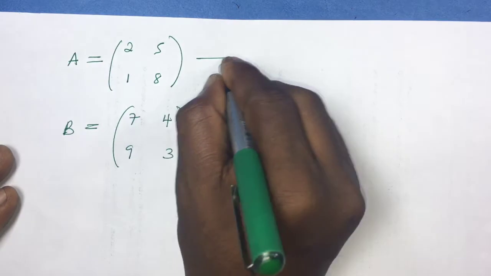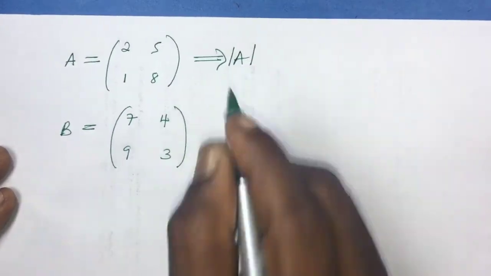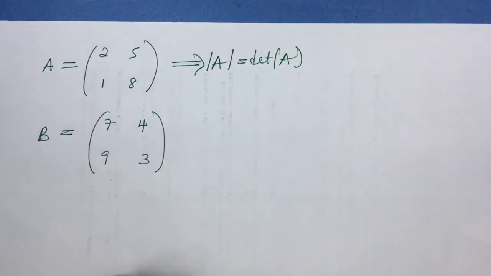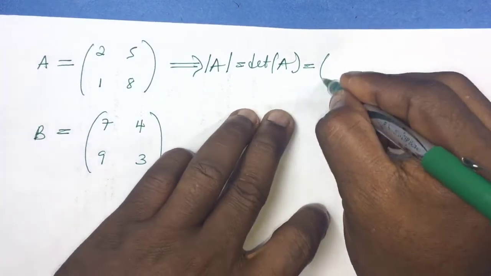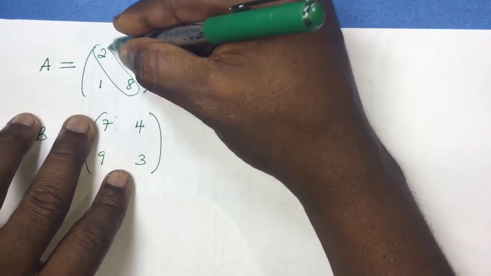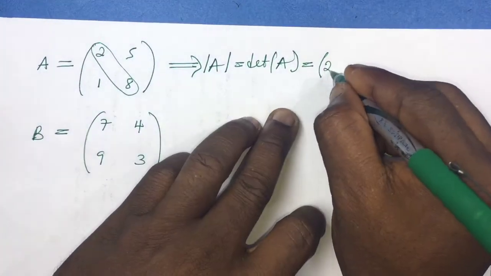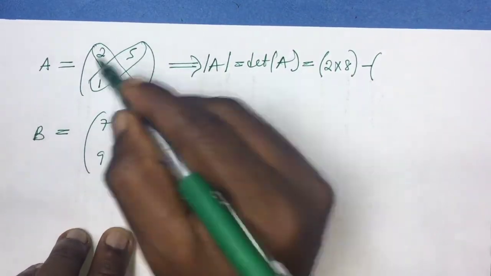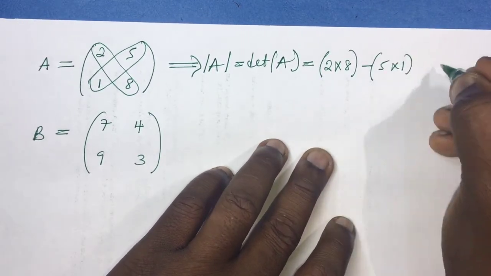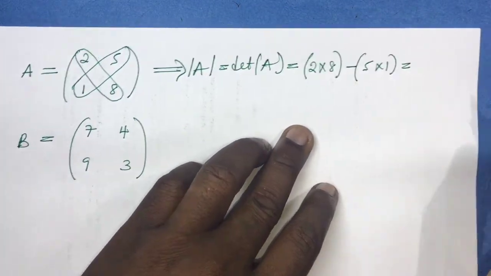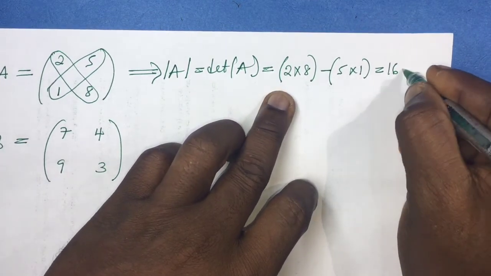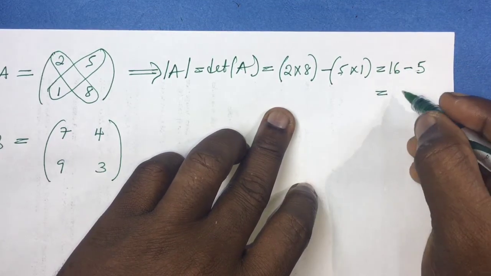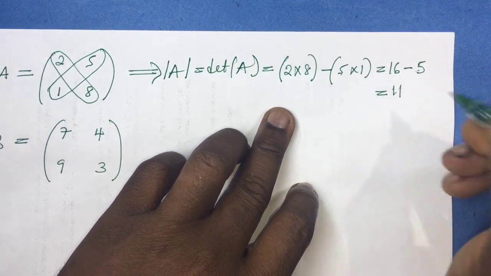So what would be the determinant of this matrix? It will be written as this or this for determinant of A, and that will give us the product of the principal diagonal elements, that is 2 times 8, minus the product of the auxiliary diagonal elements, that is 5 times 1. 2 times 8 is 16, 5 times 1 is 5, and that gives you 16 minus 5, that will give you 11, okay?